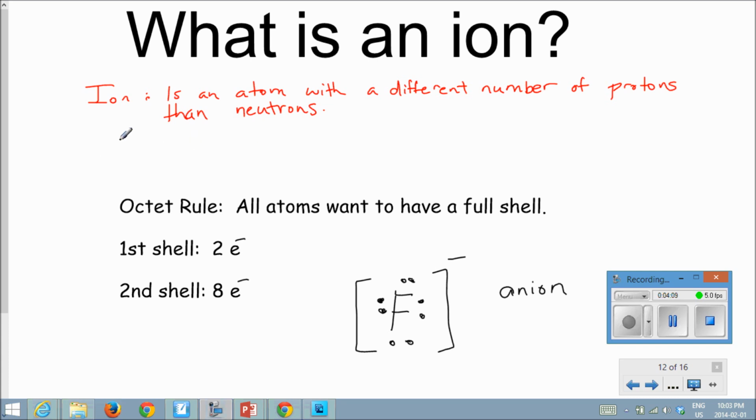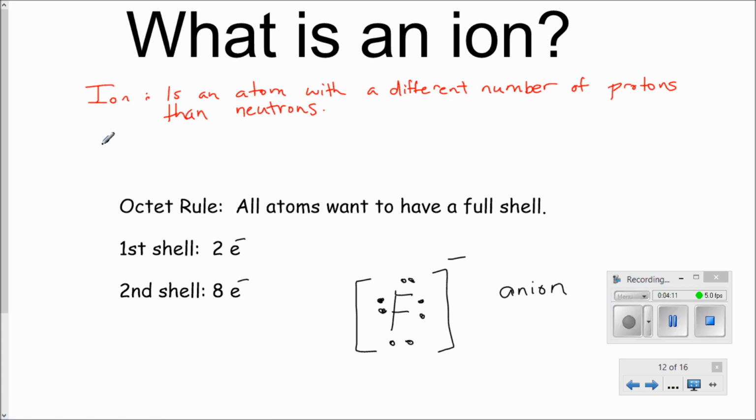Now there are 2 types of ions that we can form. The first type is a cation, and this happens when you lose electrons. When an atom loses electrons, it becomes a cation because it has more protons. The other type of ion is called an anion. An anion is when you gain electrons, and that means you have more electrons.